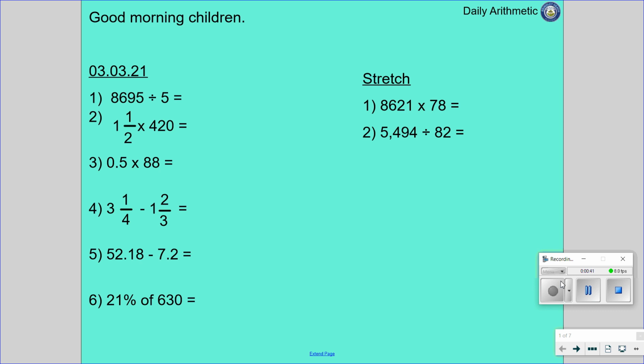Okie doke, so question 1 was a short division. I expect you would have used the bus stop method to find the answer, and we were looking for 1,739.